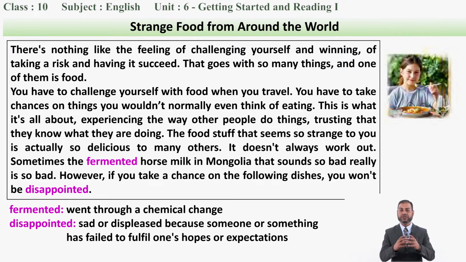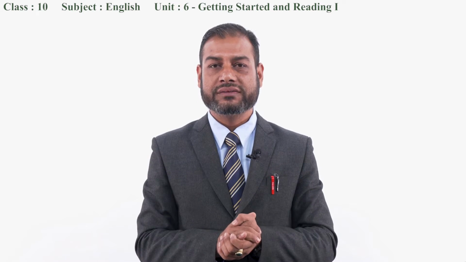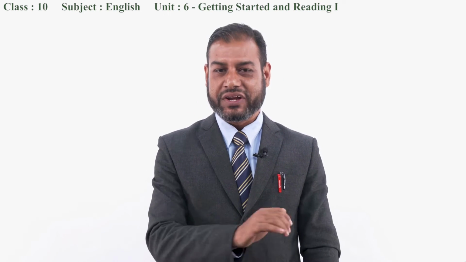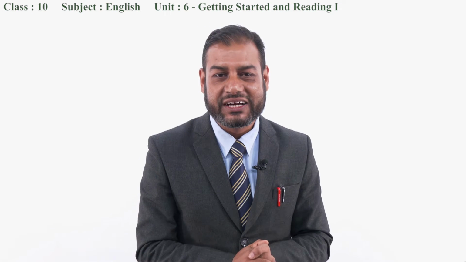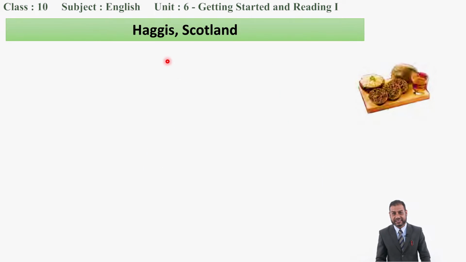For example, you don't eat mutton, meat of goat, but if I serve you to eat mutton, do you like to eat that one? At that time, you will be disappointed. Okay? Is it clear to you? You cannot be happy. Is it clear? Have you written these words meanings in your notebook? Good. If so, now what is the first food item that we are going to read now? Yes, that is haggis. Okay?